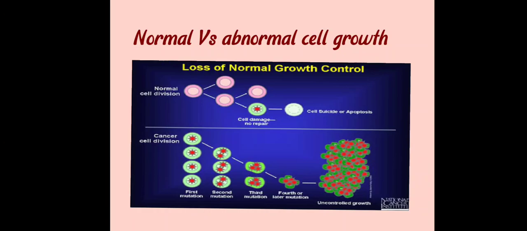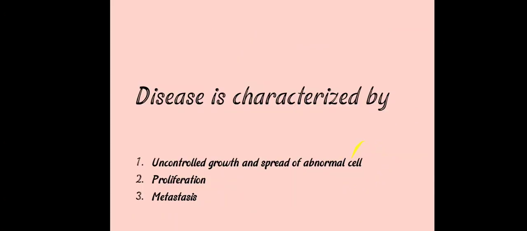And there are four mutations: first, second, third, and fourth mutation. At the end of the fourth mutation, there are multiple hits to the cell. That means when there is an error in a single cell, that may be repaired, but when multiple errors happen, the cell is not able to repair, and they become cancerous, abnormal, and start growing uncontrollably.